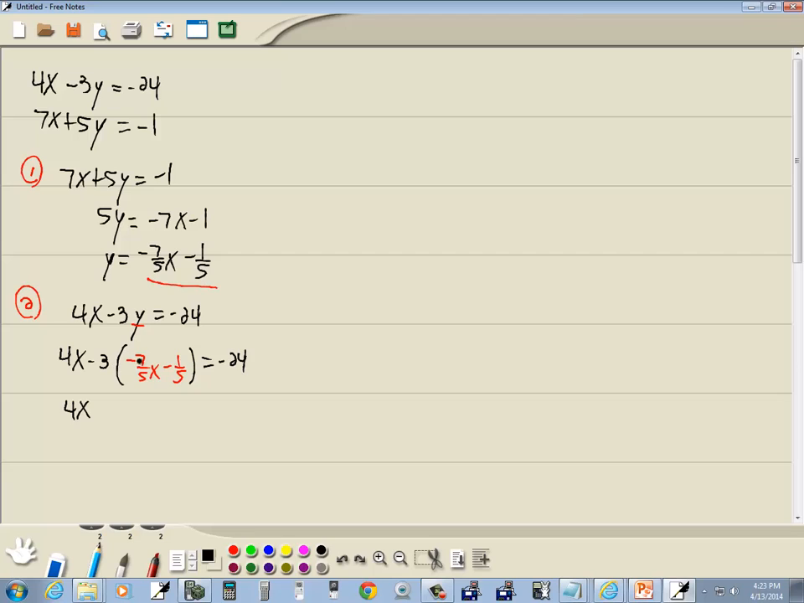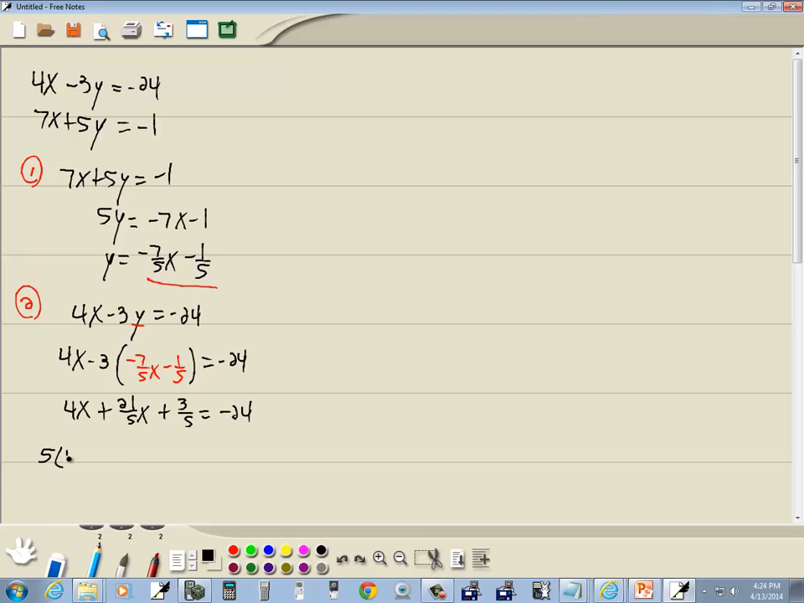Well, multiply negative 3 through. Negative 3 times negative 7 is 21. So this is 21/5 x. Negative 3 times negative 1/5 gives us a positive 3/5 equals negative 24. Get rid of parentheses. That was our first thing we did. Now we want to get rid of fractions. So multiply everything by the LCM of all their denominators. We got 5 and 5, so LCM would be 5.